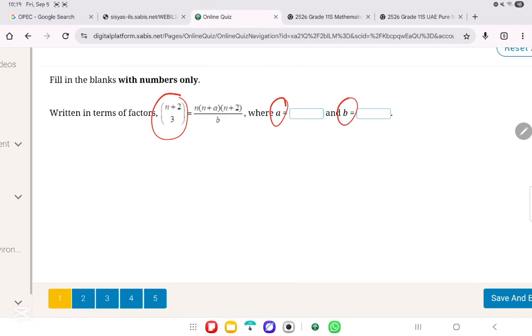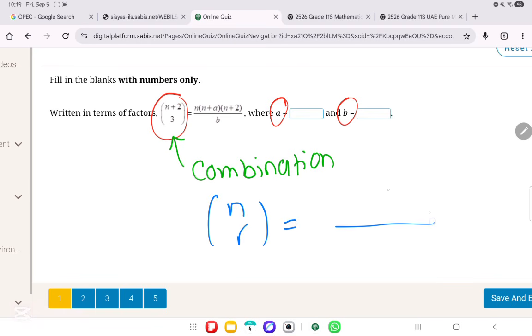Okay, what is this notation called? This notation is called a combination. And if you remember from what we took in class, what is the rule for combination? If you have combination of n, r, you will get a value of n factorial.